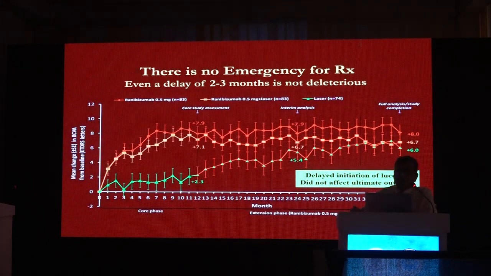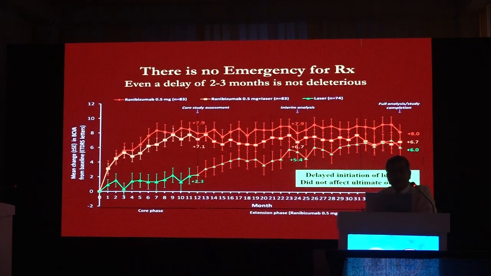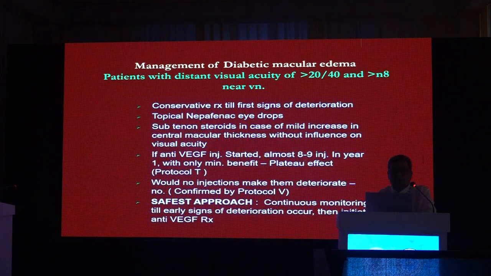The other important thing to note is that there is no emergency for treatment. Even a delay of 2-3 months does not change the overall outcomes over 2 to 3 years, and so don't push your patients as if there's some kind of a tearing hurry for treatment. Get the patients to control their diabetes, get them to control their lipid profile, so that the patient does a comprehensive management of his eyes and not just a piecemeal treatment.